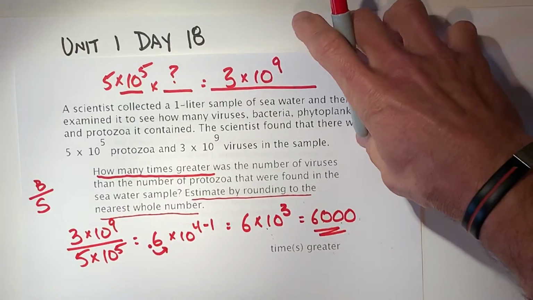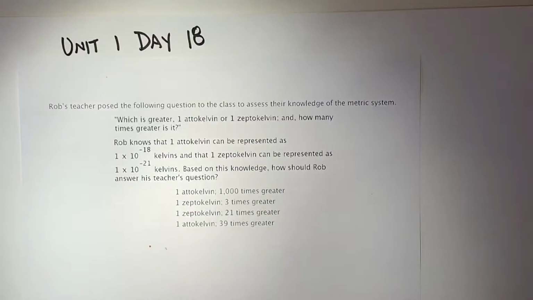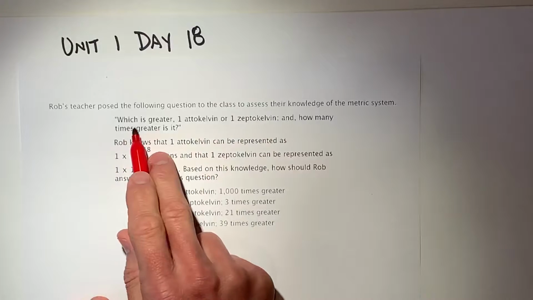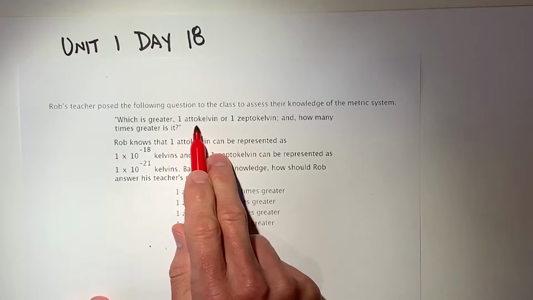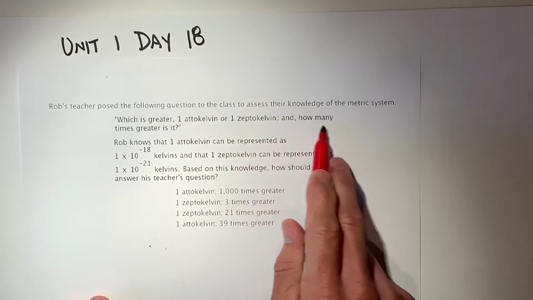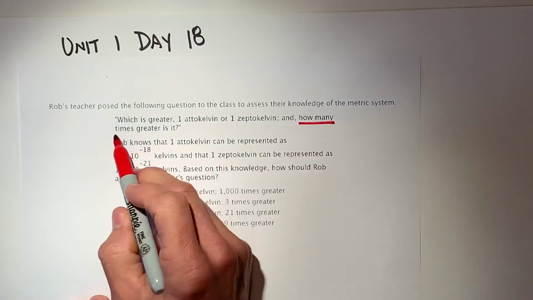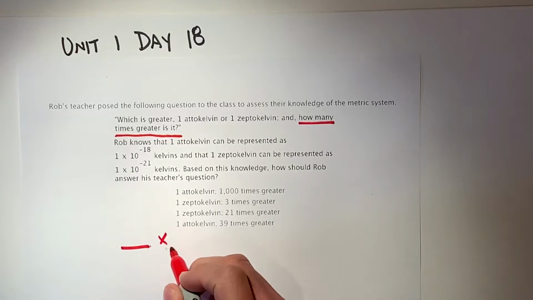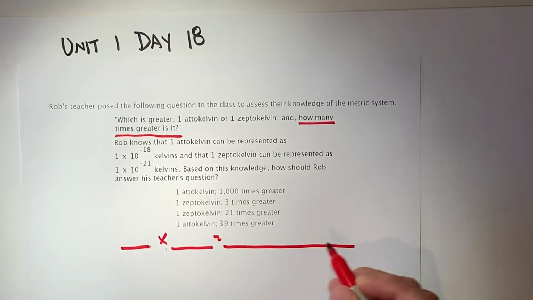And the final question is the smallest to read. It says Rob's teacher posed the following question to the class. Which is greater, one of these things, attokelvins, or 1 zeptokelvins? And here it is. How many times greater is it? How many times can we do this question? So same exact setup every single time.